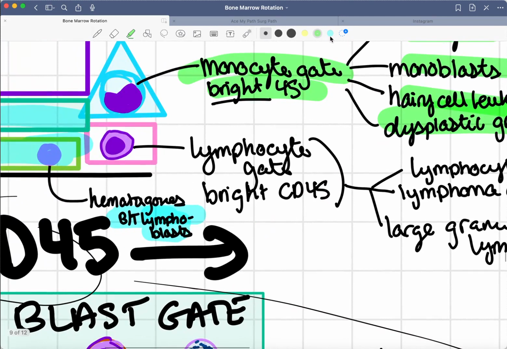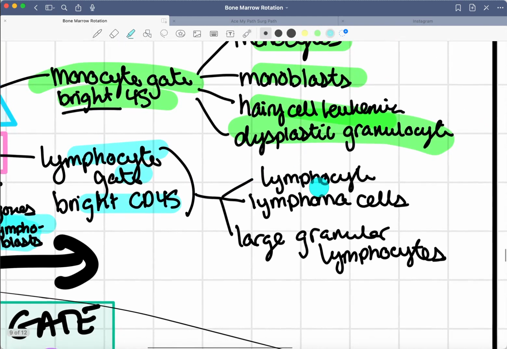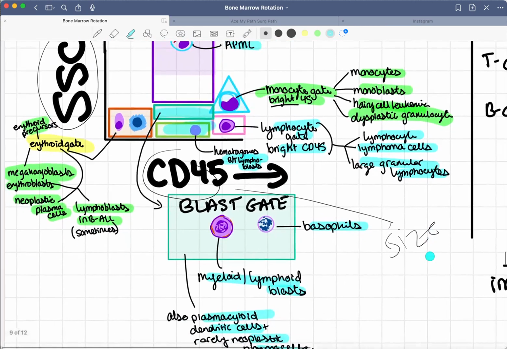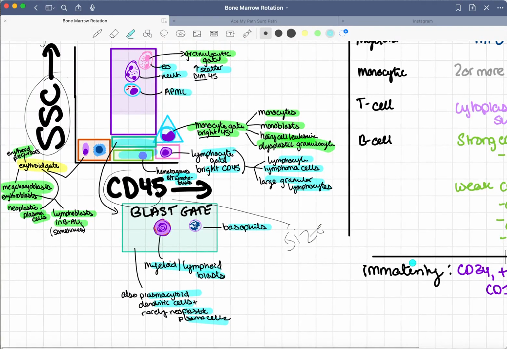If you're thinking about dysplastic cells, you want to see them coming out in this region potentially. And then also underneath the monocyte gate, which is also another bright gate, we have our lymphocyte gate. So these are where our lymphocytes are hanging out. This is the bright CD45 area as well. So these are where our lymphocyte cells are going to be hanging out, as well as our lymphoma cells and our LGLs, or large granular lymphocytes. So that's a very broad overview, and I know that can still be a little bit confusing at times.